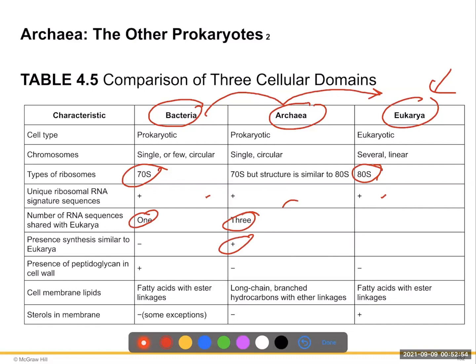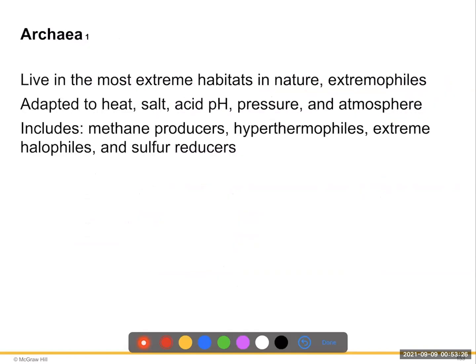Presence of peptidoglycans in the cell wall. Peptidoglycans make up your cell wall, the thickness of the cell wall. Bacteria have a cell wall. Archaea do not, and eukaryotic cells don't have a cell wall. Cell membrane lipids: fatty acids with ester linkages are in bacteria. Long chain branched hydrocarbons with ether linkages are in archaea. And in eukaryotes, you have fatty acids with ester linkages. Okay. And then there are different exceptions on the sterols in the membrane.